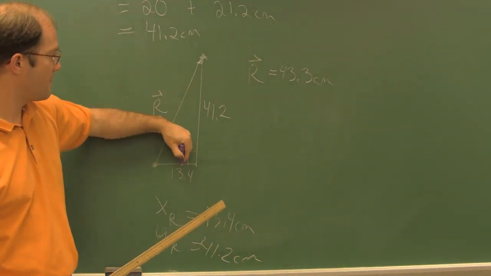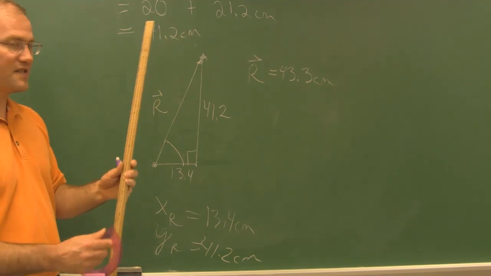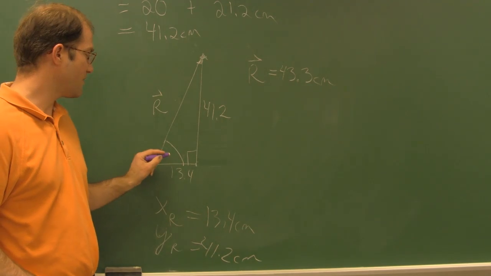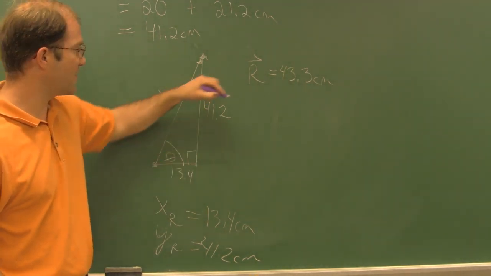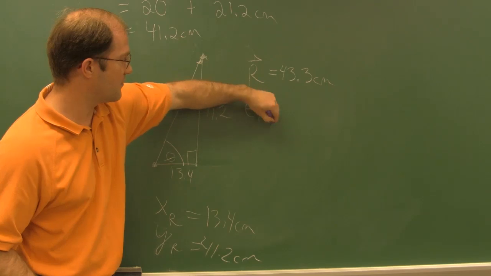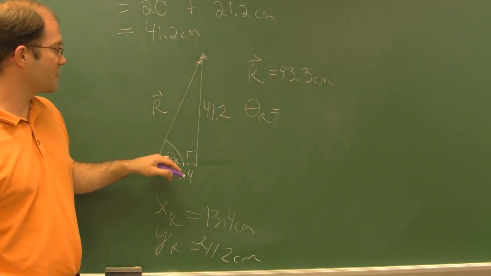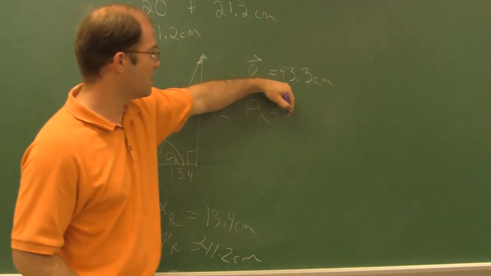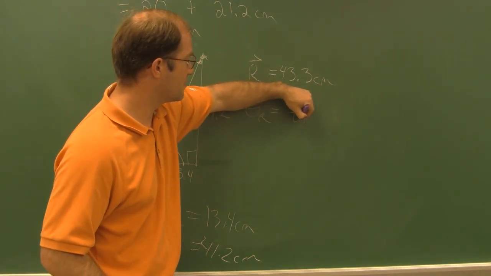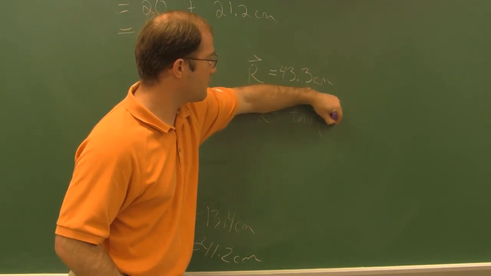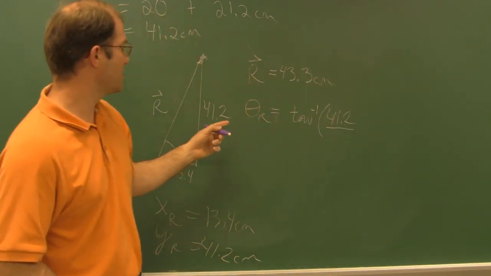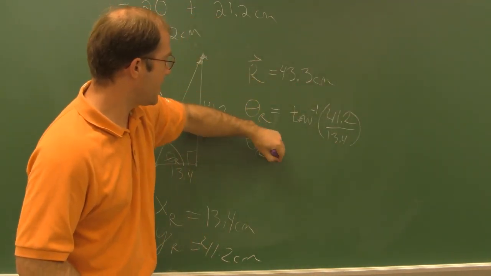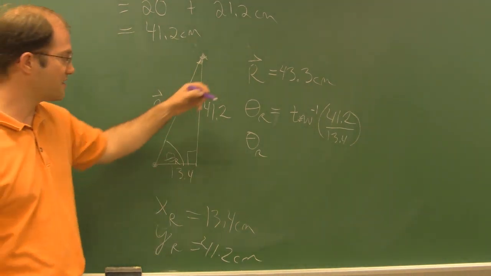I've been leaving off some of the units just to keep the board cleaner. Now the angle, this angle measured up, again we said it was around 70 degrees. Let's show you how to do that mathematically. Right angle trigonometry says that, let me call this theta, theta of the resultant, is equal to the inverse tangent of the opposite over the adjacent side. So we're going to say is equal to the inverse tangent of 41.2 divided by 13.4. And that gives us the angle of the resultant as being around 72 degrees.